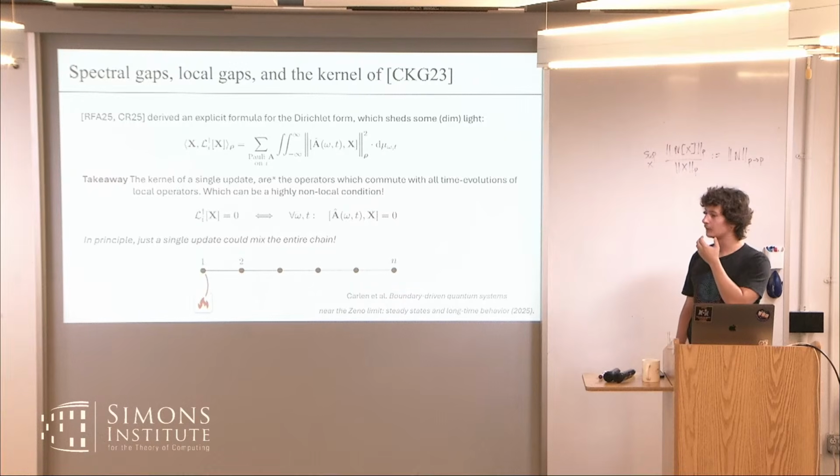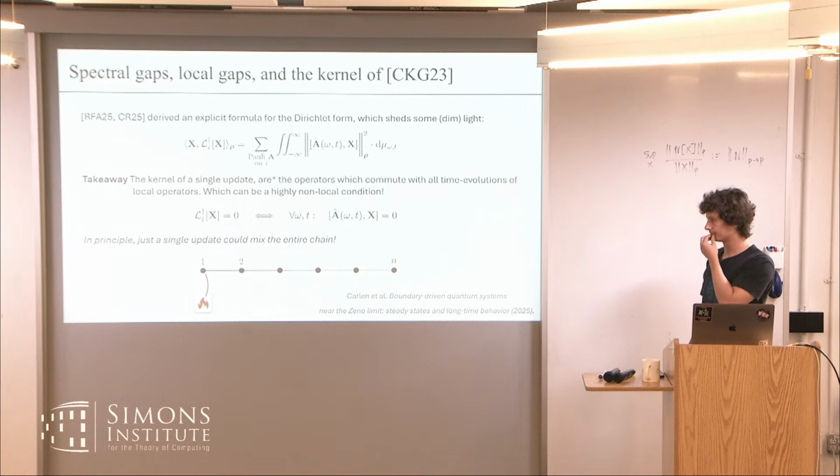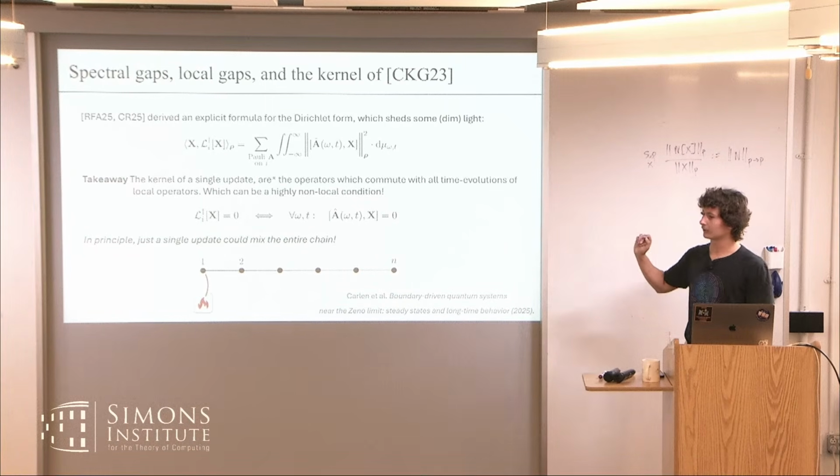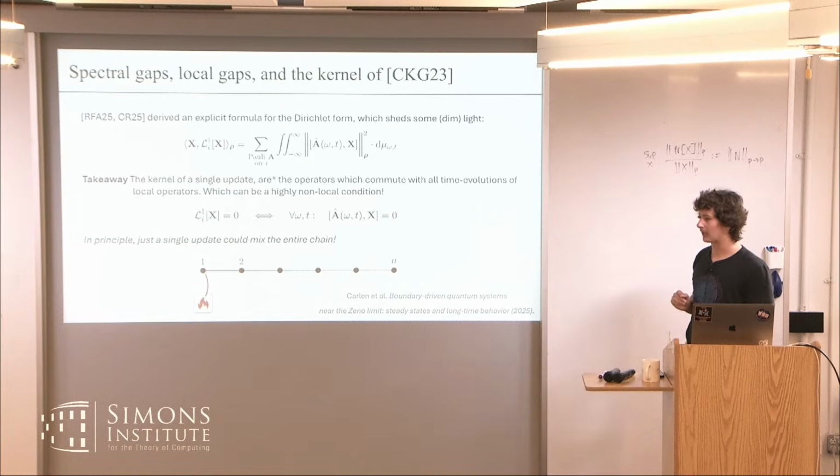that the Markov chain is only dissipative. Anyway, the punchline is that it's very difficult to characterize the local gap, and the counterexamples are these boundary-driven dissipation systems or Markov chains. But that's a good point.